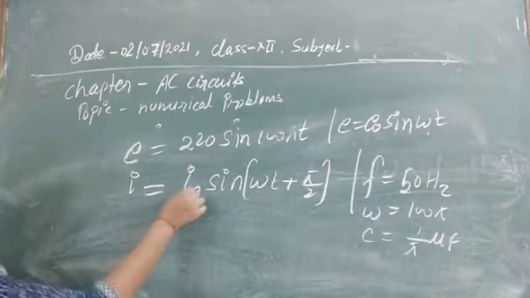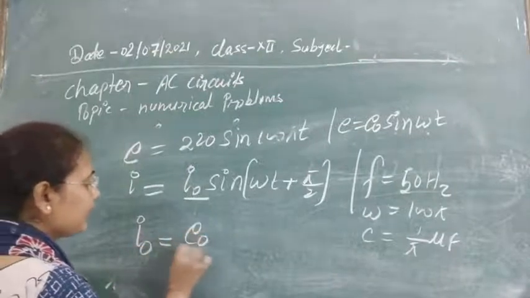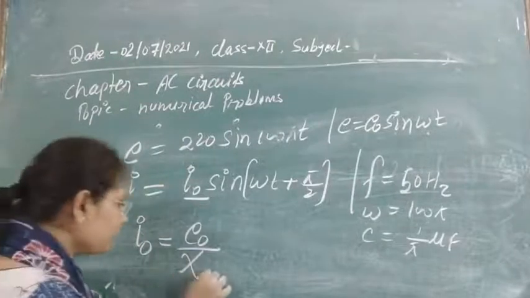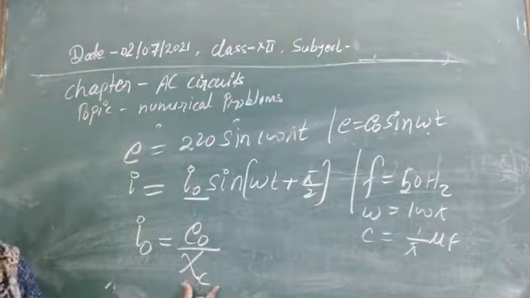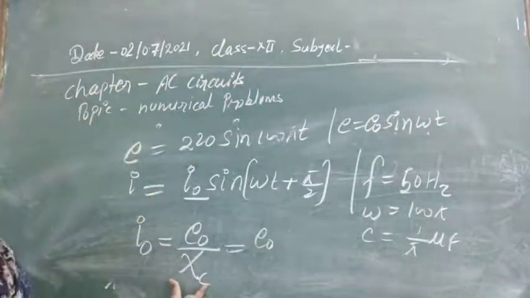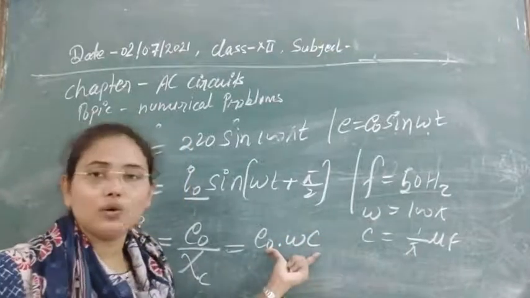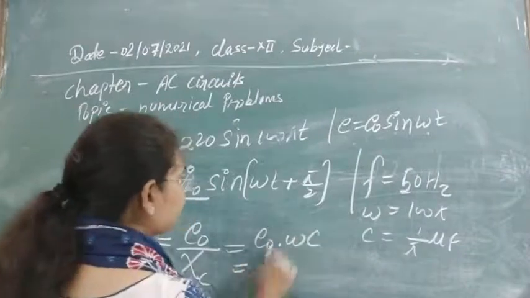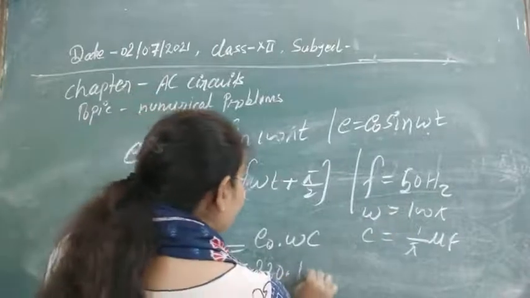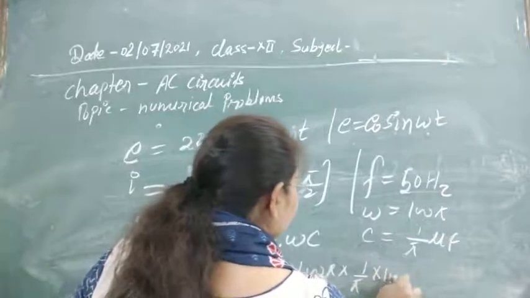Now we have to find the value of I0. The peak value of the current is given by E0 divided by the reactance of the capacitive circuit. The reactance of capacitive circuits is XC, and we know that XC is equal to 1 upon omega C. So if we write 1 upon omega C, finally we obtain E0 omega C. Let's put the values: E0 is 220 volt, omega is 100 pi, and C is 1 upon pi microfarad. Let's solve it in farad.